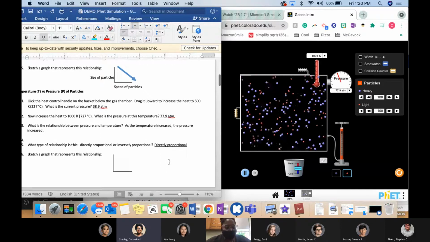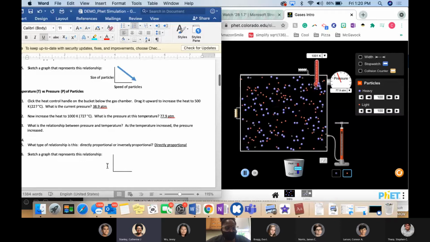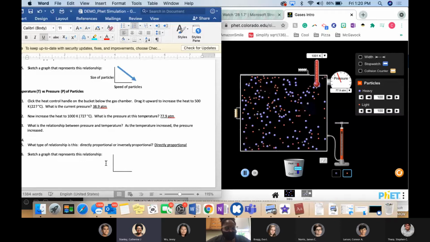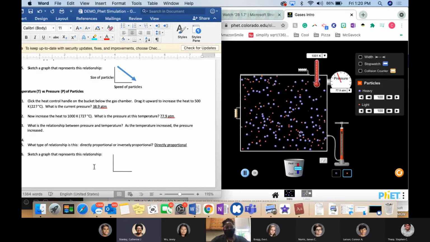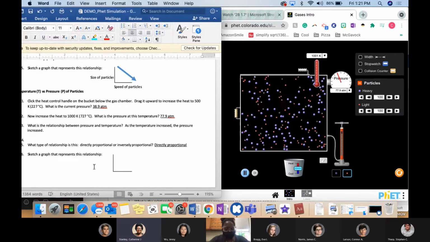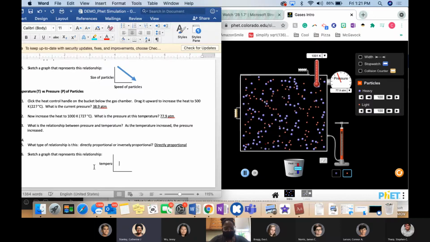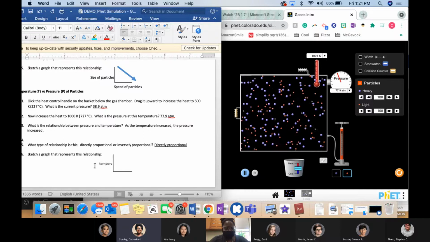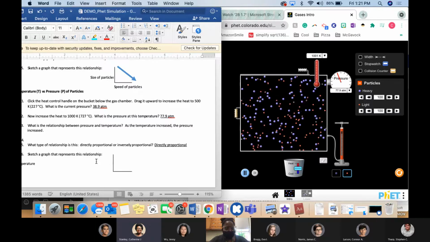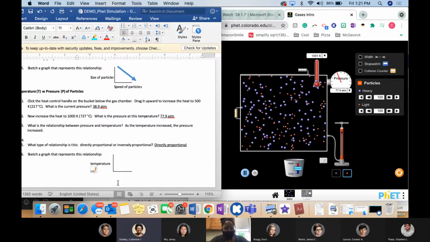Yay. Now let's put this in graph form. All right. The y-axis will have temperature. And on the x-axis we'll have pressure.